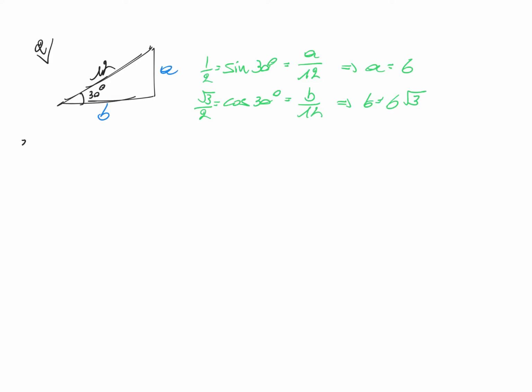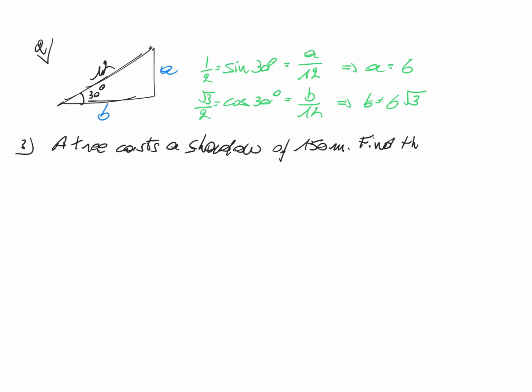We can also use these formulas in a more applied setting. So let's assume that there is a tree. And the tree casts a shadow of length 150 meters. The question is to find the height of the tree if you know that the elevation of the sun is 25 degrees.